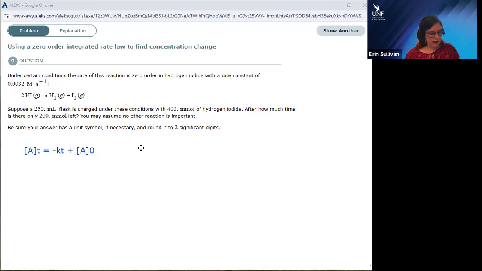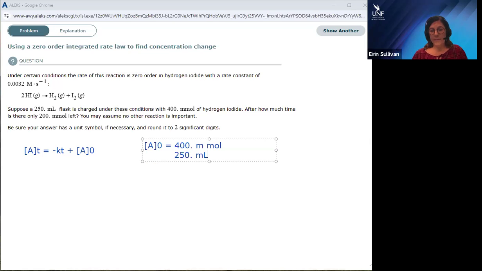So in order to be consistent with my units, my rate constant is in molarity per second, so I am going to go ahead and work out that initial concentration and concentration at time t, because we're actually solving for the amount of time that has elapsed in this particular case. So concentration is moles per litre, right? So number of moles of solute initially is 400 millimoles in a 250 milliliter flask.